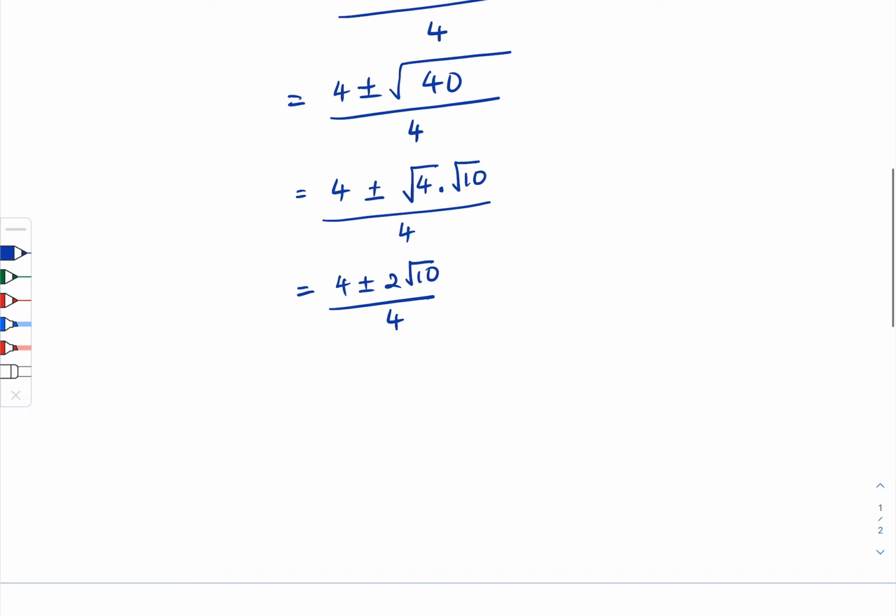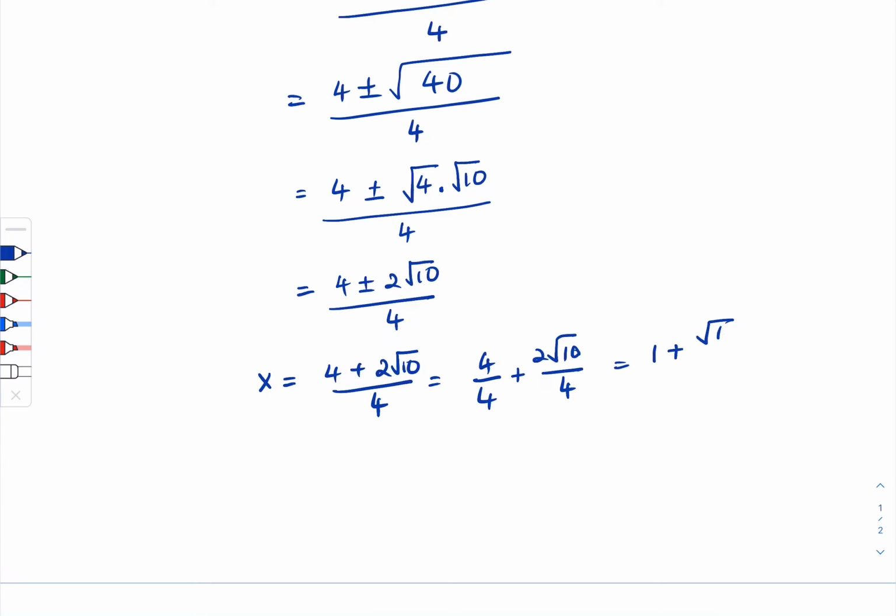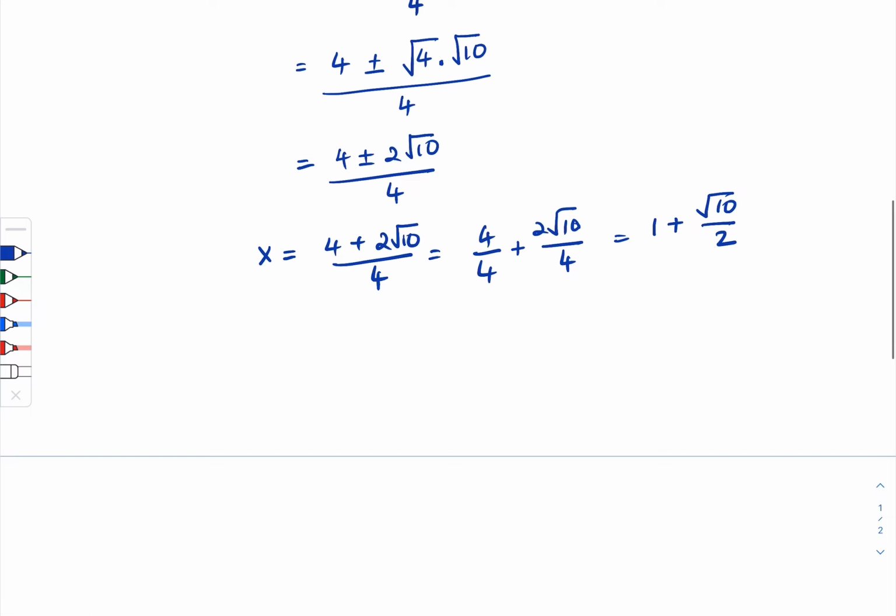Now we can simplify this, cancel out common factors, or we can just go ahead and split this up. So either x is equal to 4 plus 2 square root of 10 over 4. This could be simplified to, if I take each of these terms and divide it by 4, I get 4 over 4 plus 2 square root of 10 over 4. And I can simplify that further to 1 plus square root of 10 over 2. Okay, so that's one answer.